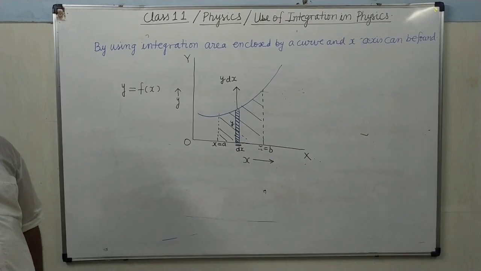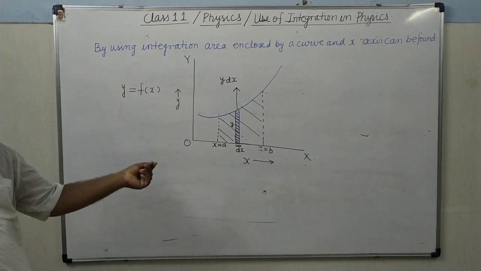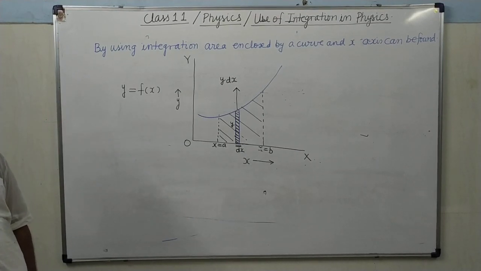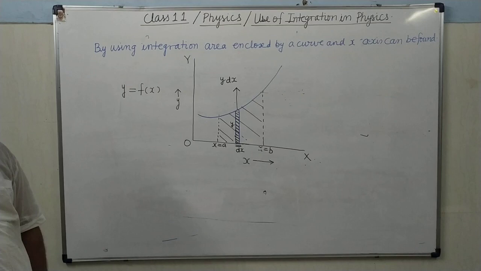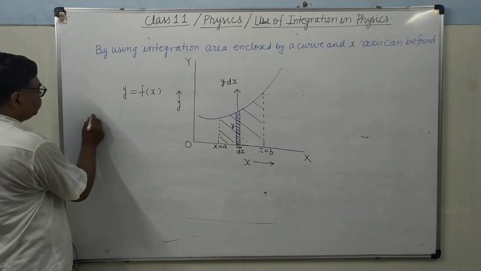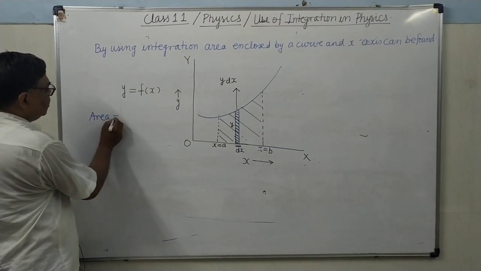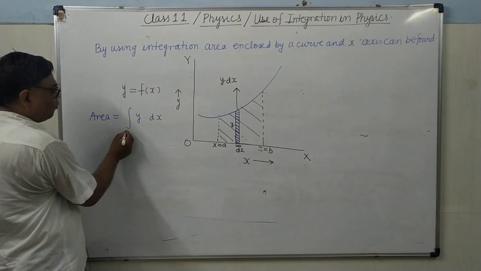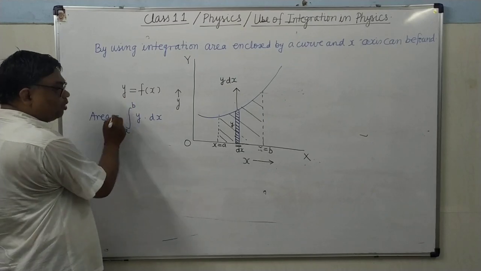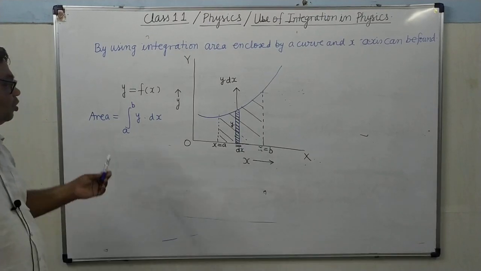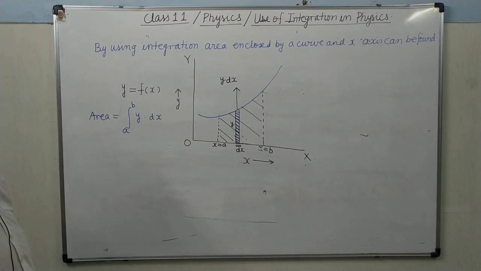How will we do that addition? The area of all such strips by using integration, from where to where? From x equals a to x equals b. So how will you write that? Area will be equal to integral y dx. The limits are from a to b, that is, x equals a to x equals b.